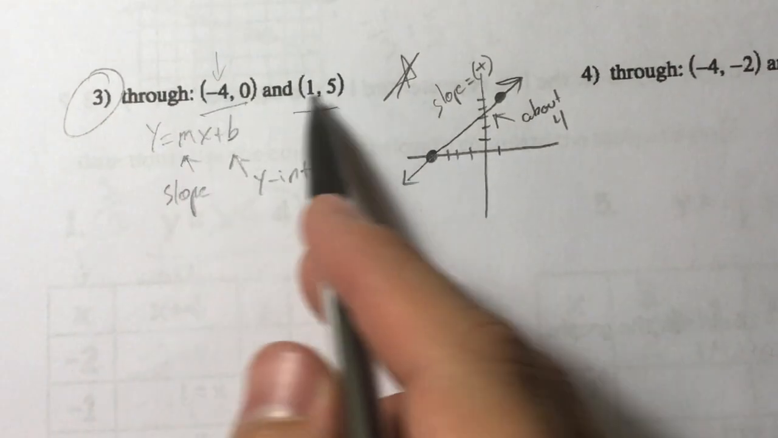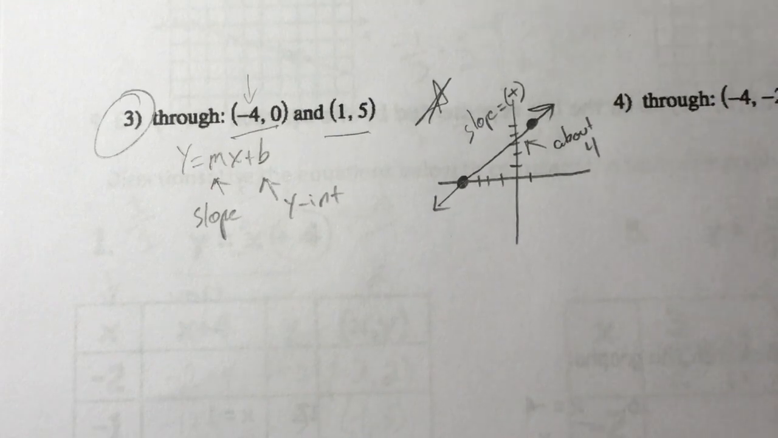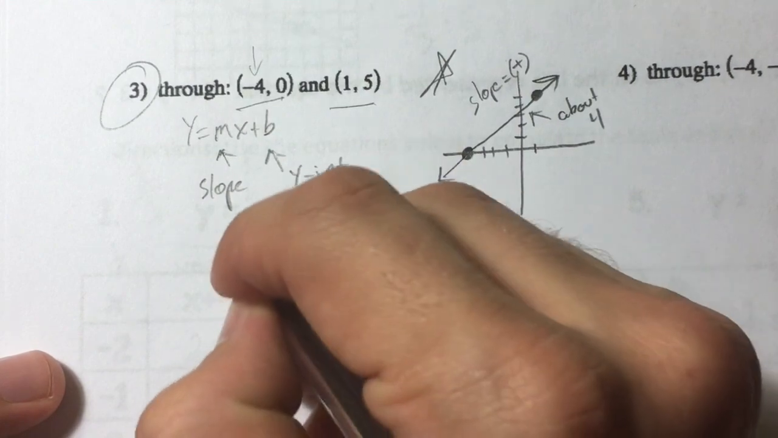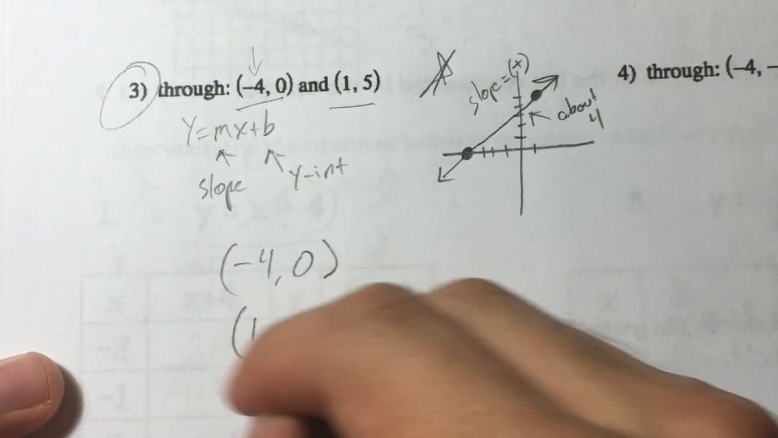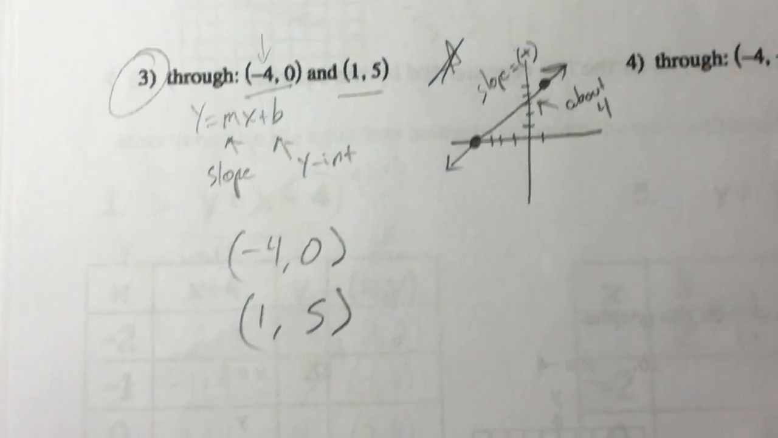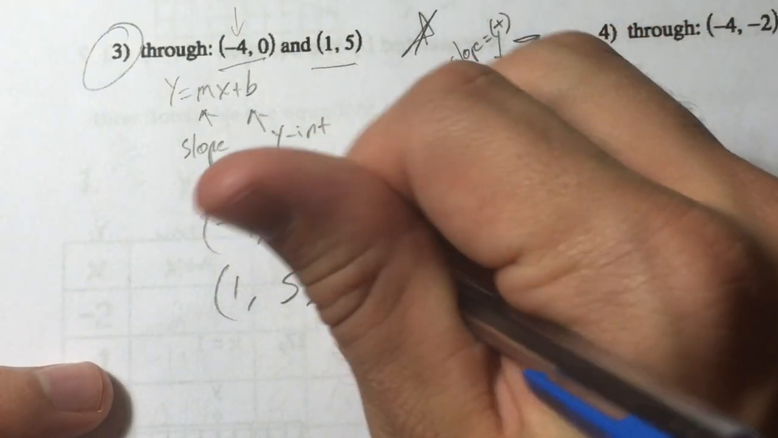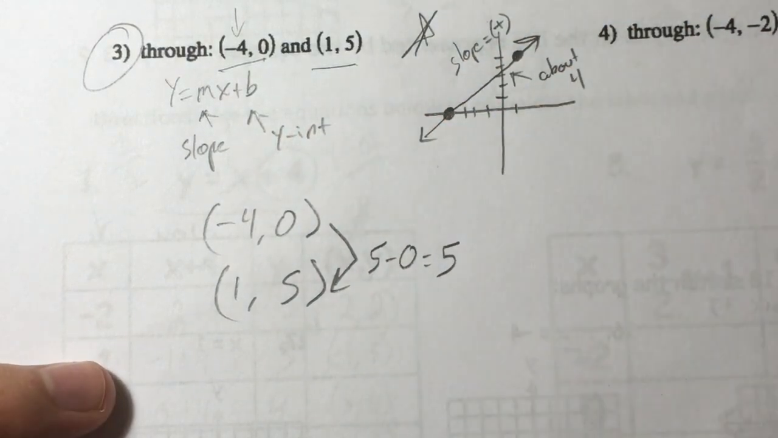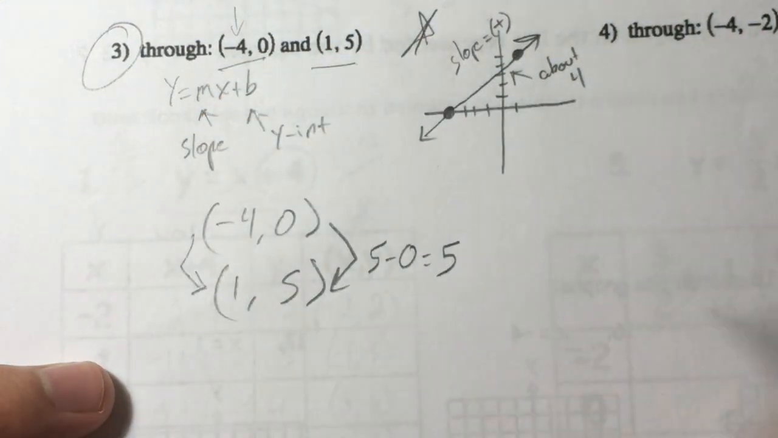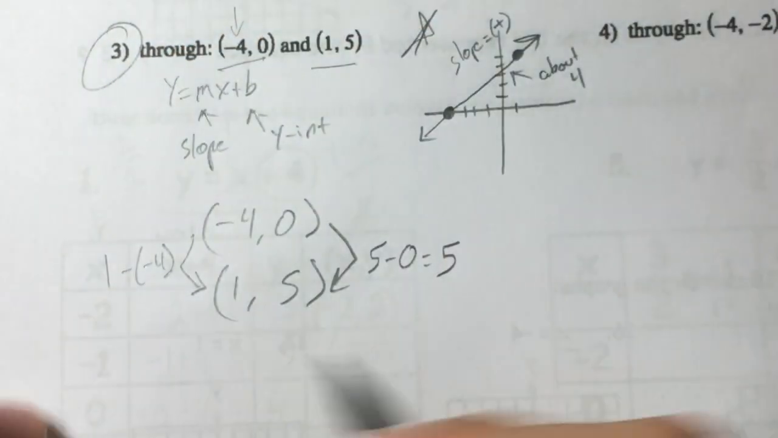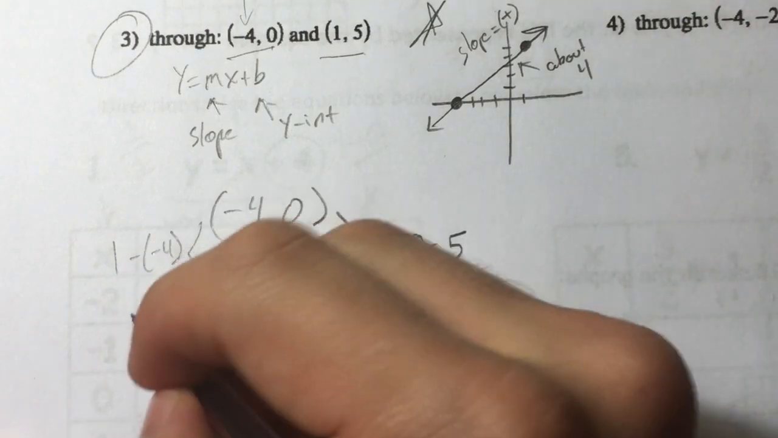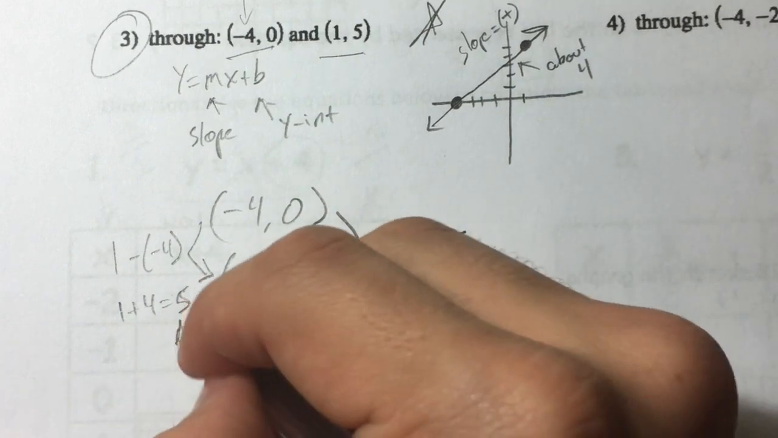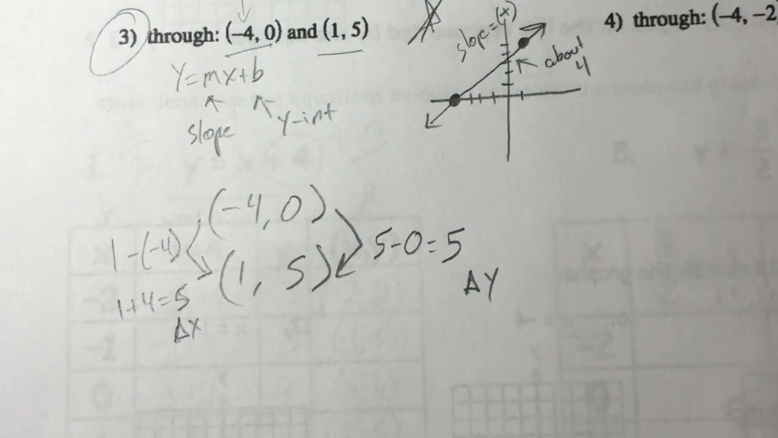Now, back to these points. I don't know what my y-intercept is, but I know that I can calculate the slope. So if I write the points again, (-4, 0) going to (1, 5), I'm going to find the slope using the change in y over the change in x. My change in y is 5 minus 0, which equals 5. And then my change in x is 1 minus -4. Subtracting a negative is the same as adding a positive, so this is the same as 1 plus 4, or 5. This is the change in x, and this is the change in y.